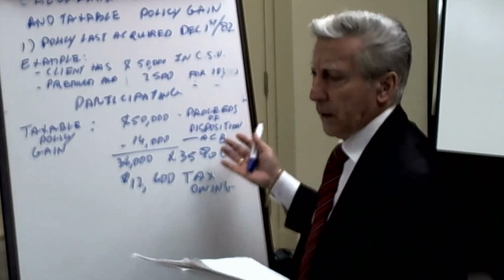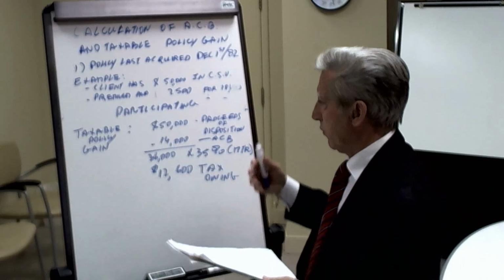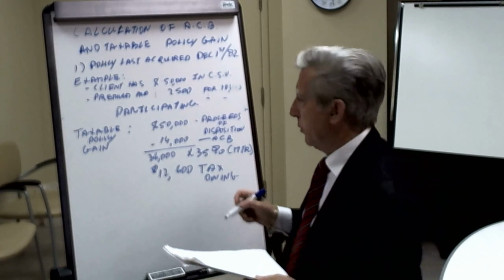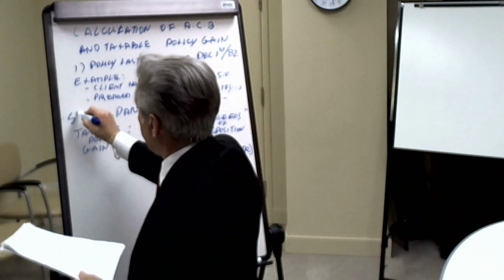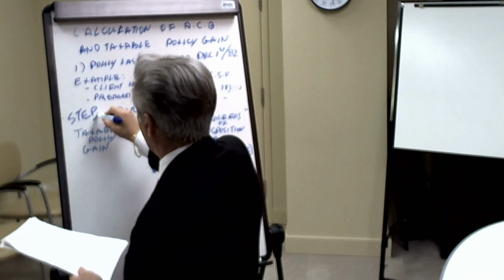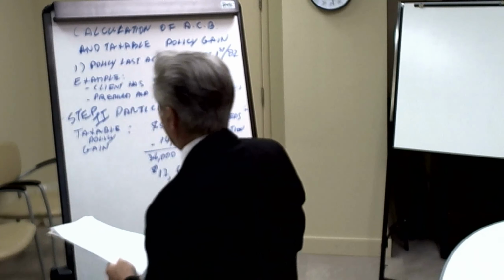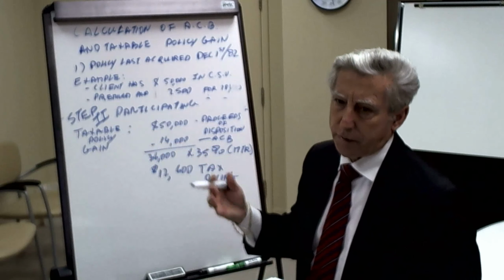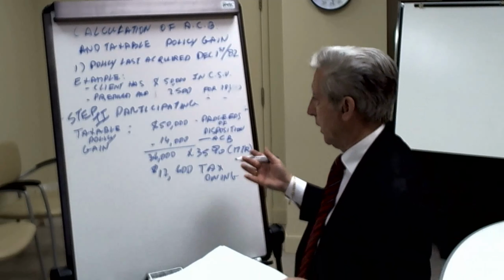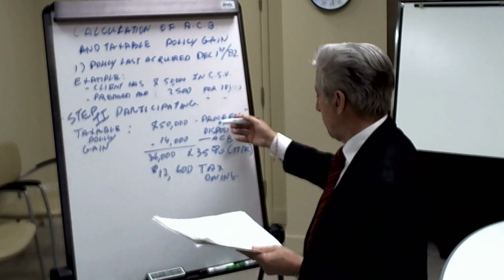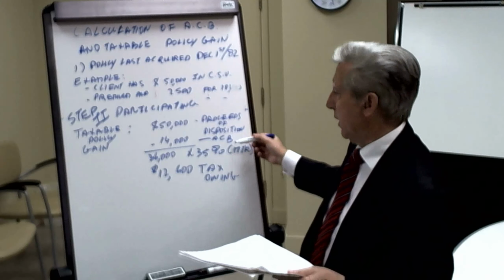Okay, so we figured out step one, which was, of course, the ACB. So this is now, of course, step two. And just like we did before, step two, basically, we have to figure out what is the taxable policy gain, so we can figure out how much tax has to be paid. And that is the same as before, proceeds of disposition minus your ACB.